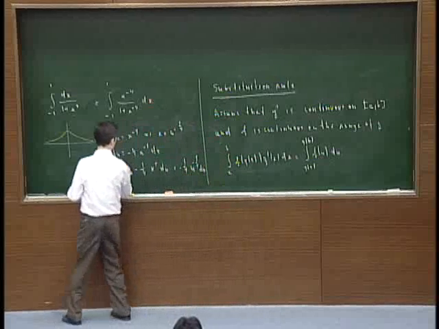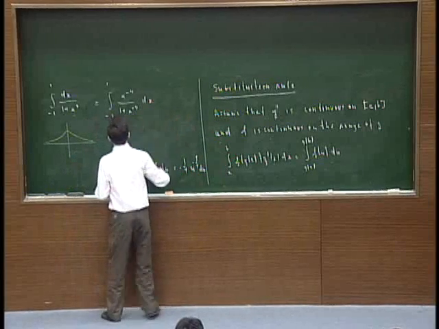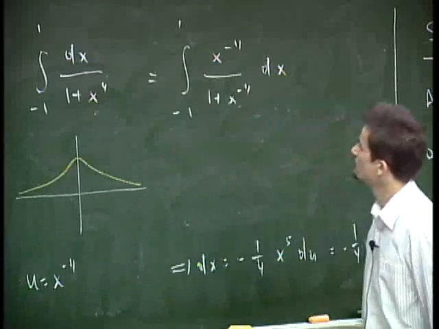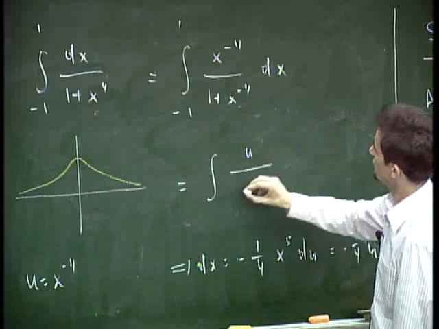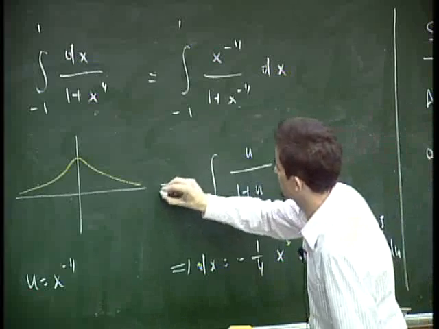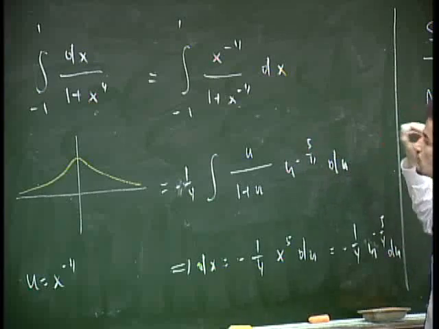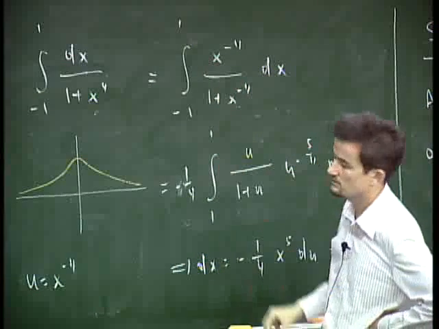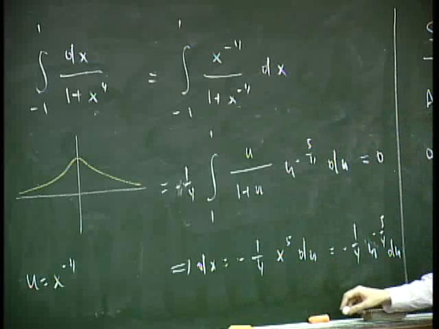Maybe I can erase this here, because this is the only important thing. So this is our substitution. Maybe I write the substitution once more here. So you see that this becomes the integral of u over 1 plus u, times minus 1 over 4 u to the minus 5 over 4 du. And for the lower and upper limit, if you plug it in, you get 1 and 1. So it is equal to 0, which is not possible because the area is positive.